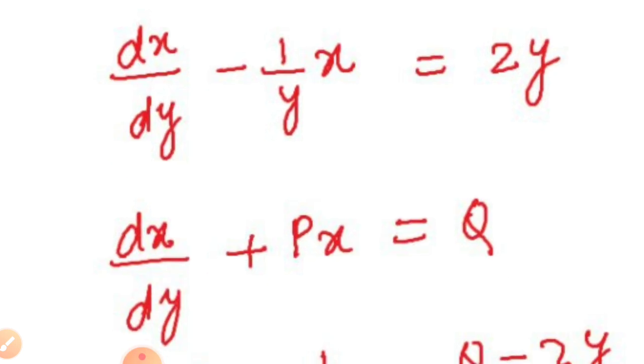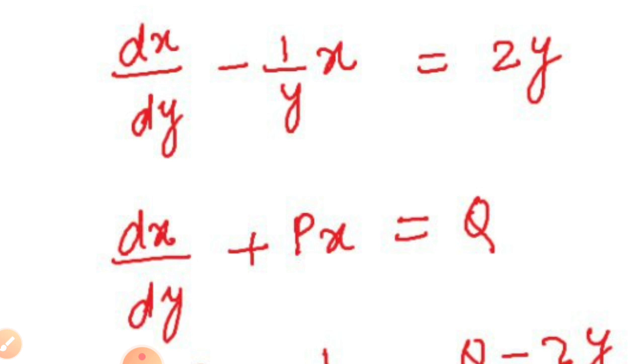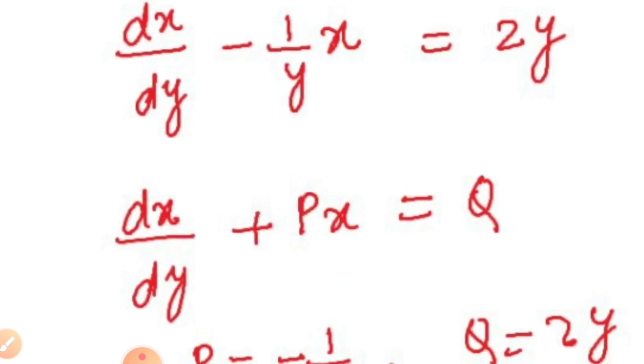If we compare it with another type of linear differential equation, that is dx upon dy plus p x equals q, here p and q are the terms containing y only, there is no x term. So there can be two types of linear differential equation, one will be dy by dx type or another will be dx upon dy type. In dy by dx type, p and q will be functions of x, and in dx upon dy type, p and q will be functions of y only. So on comparing we will have that p is minus 1 by y and q is 2y.